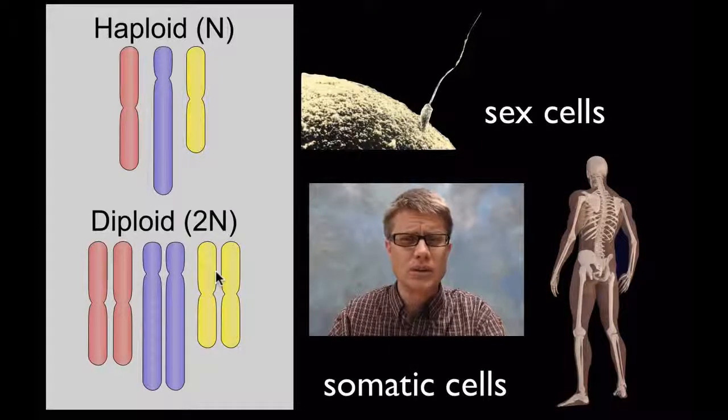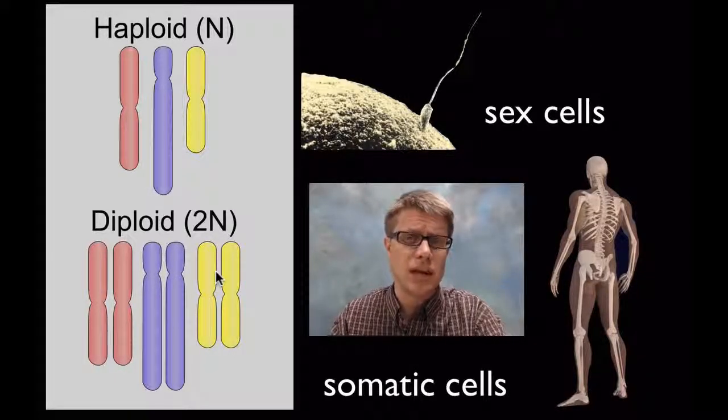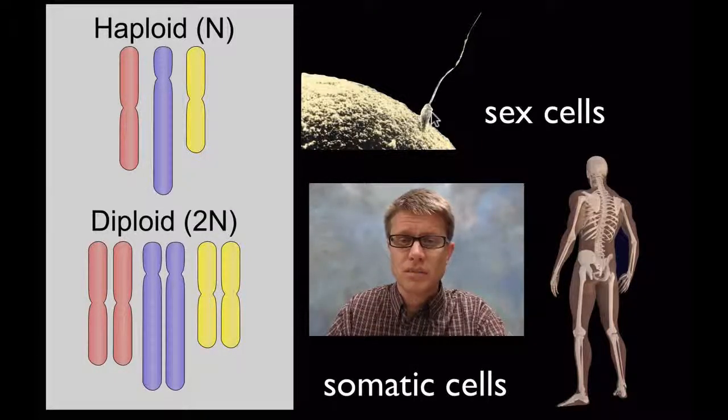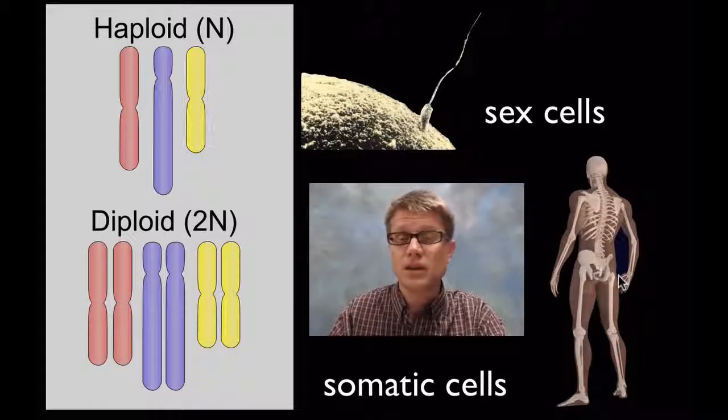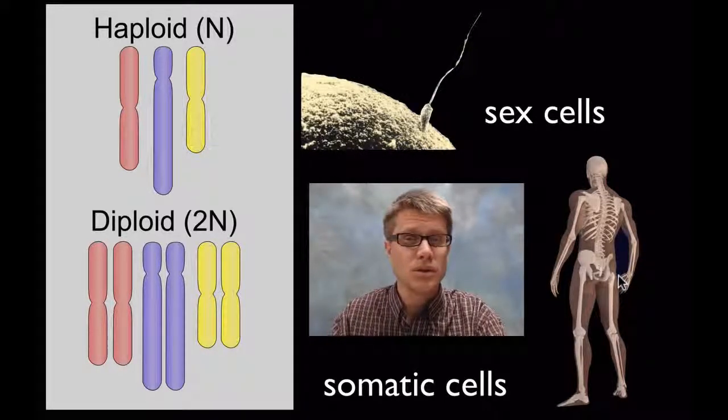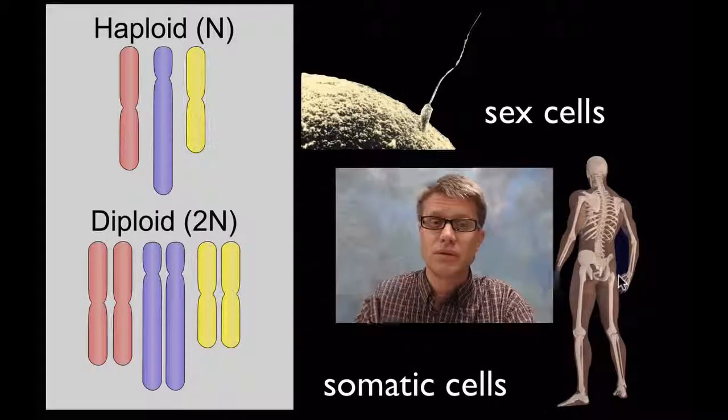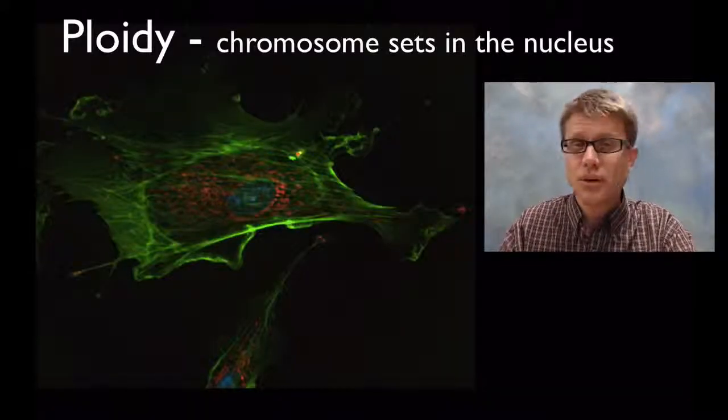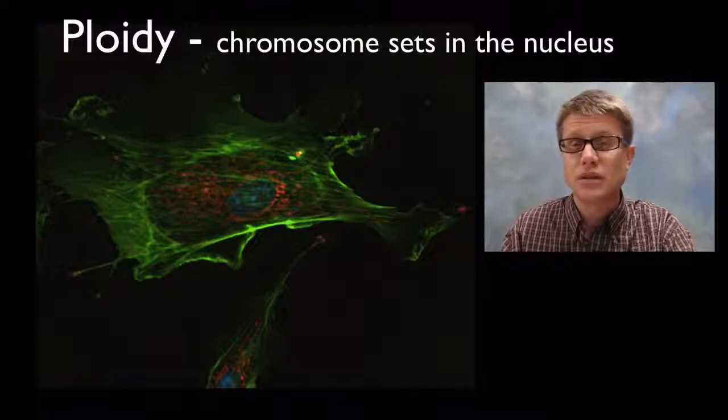And so where are the haploid cells? Those are going to be the sex cells or the gametes. And so this sperm in humans is going to have 23 chromosomes. The egg is going to have 23 chromosomes. Each of those cells by themselves are haploid, or N. But the somatic cells, or all the cells in our body, the body cells, are going to have 46 chromosomes because we get 23 from our mom and we get 23 from our dad. And so ploidy then refers to the chromosome sets in the nuclei.